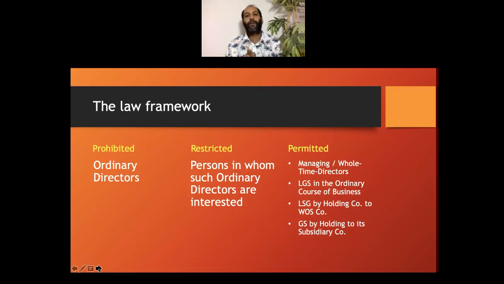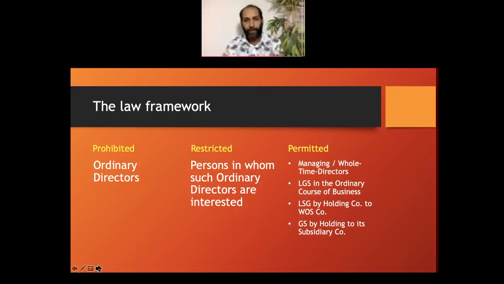So you must be very clear that the framework of this section is the crux of the provision. Basically, the restrictions under section 185 are categorized into three parts. First one is the prohibited list. That is, in the case of ordinary directors, you have no option to give any loan to the directors. Second one is the restricted list, that is the persons in whom such directors are interested, which we will be dealing with later.